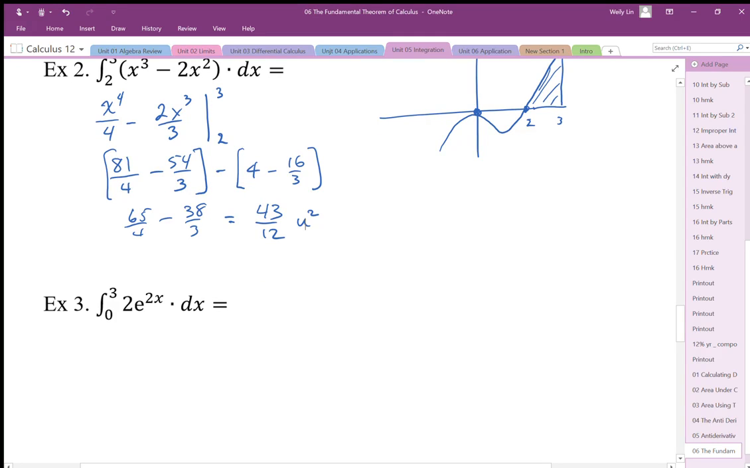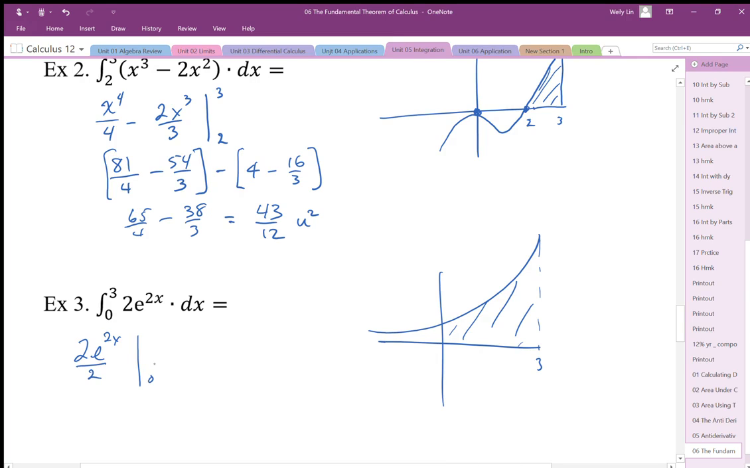Okay, so this next one here. We want to graph this e to the x function from 0 to 3. We want to find this area. So we anti-differentiate: 2e to the 2x divided by 2, because of that k value of 2.